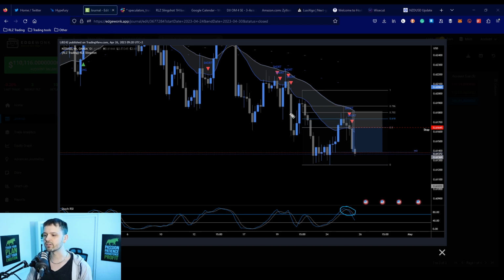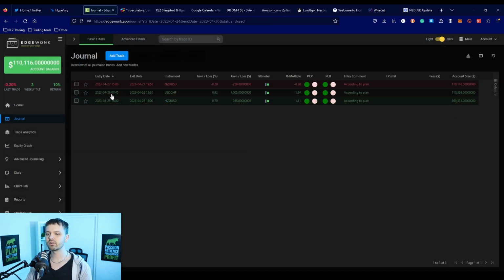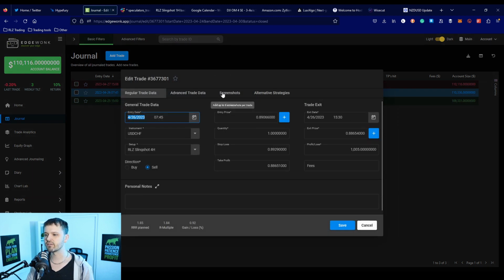Look at this right here. Yeah, that might have been a good trade, but just to show you, this is not a good trade according to the stochastics RSI. This is too low. Now, yeah, that would have worked out as well, but most of the time it works out much better if it's above 70. Let's take a look at the other trade, USD CHF.